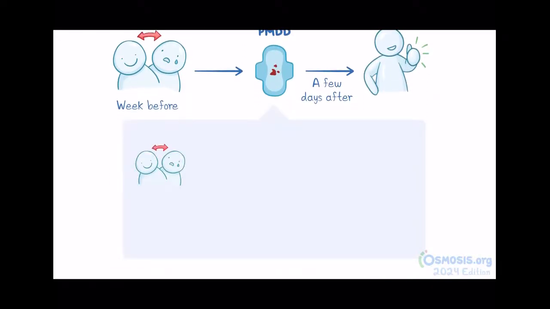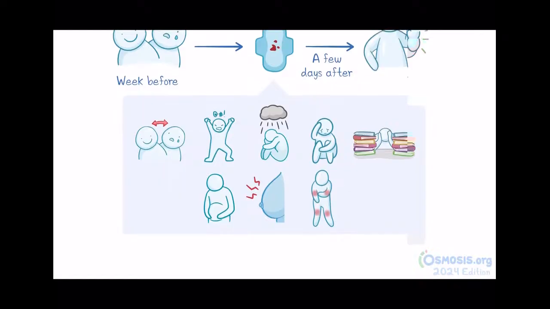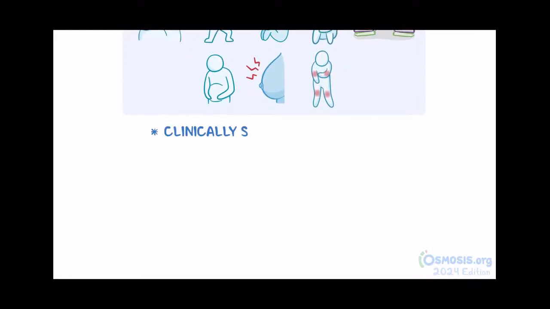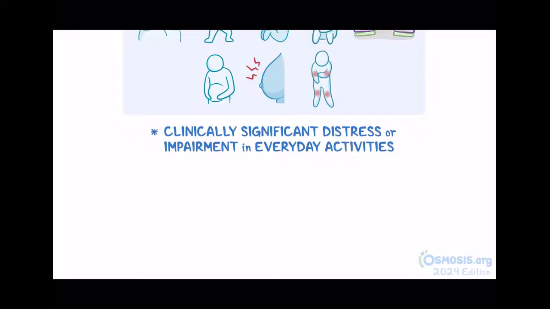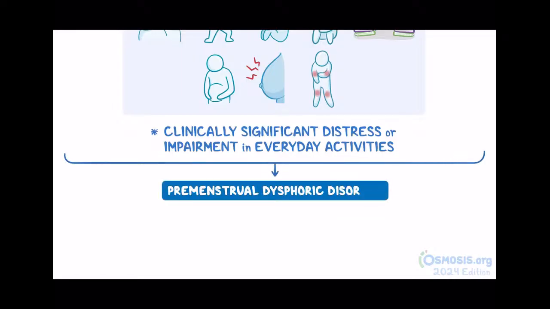These include severe mood swings, intense irritability or anger, depression, anxiety, or feelings of being overwhelmed, as well as physical symptoms like bloating, breast swelling or tenderness, and joint or muscle pain. These symptoms should be present in most menstrual cycles. Also, the symptoms should cause clinically significant distress or impairment in everyday activities. If all criteria are met, diagnose premenstrual dysphoric disorder.